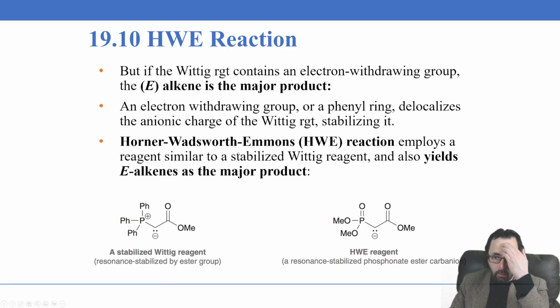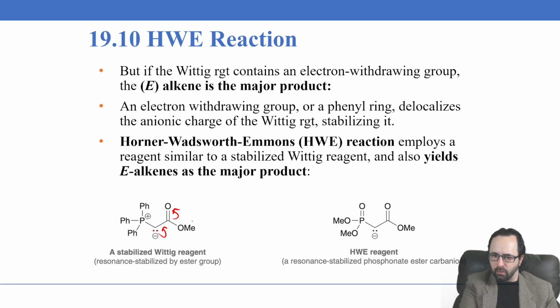An electron withdrawing group or a phenyl ring just delocalizes the anionic charge of the Wittig reagent, and that stabilizes it. Because remember, when we're drawing the Wittig reagent, we have a lone pair on the carbon. That carbanion is not a particularly stable situation. And so if we have this carbonyl that is allylic basically to this lone pair, we'll have significant resonance here, and that will stabilize this Wittig reagent.